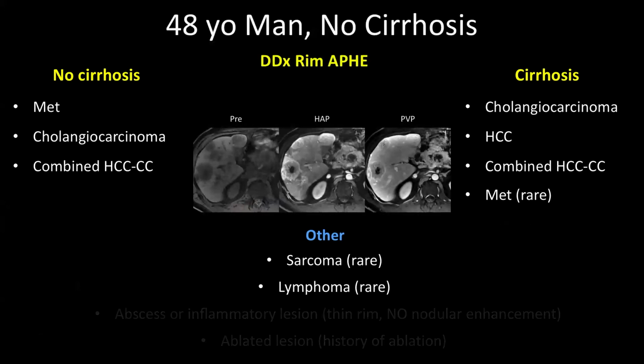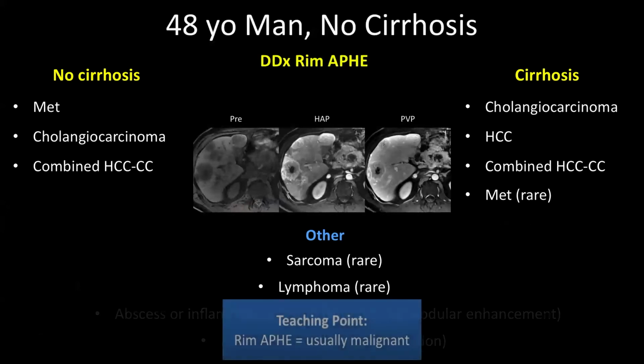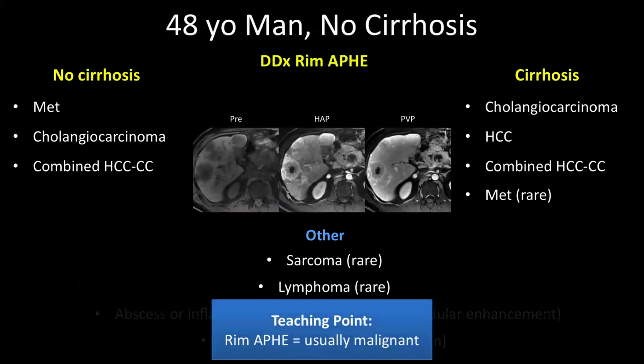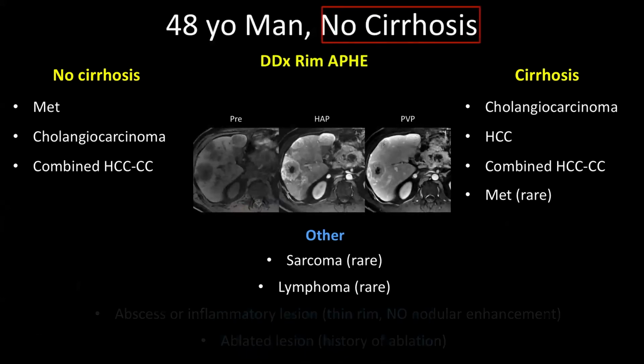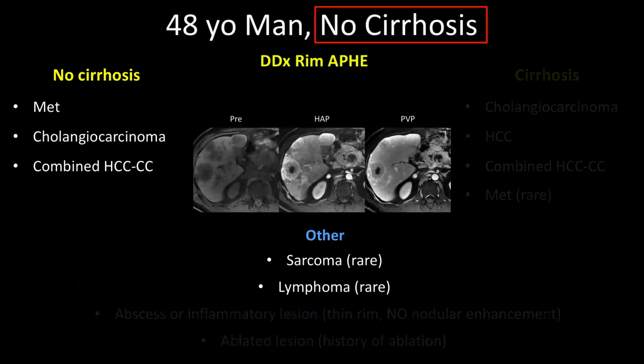So is there anyone here that would like to be told they have a rim-enhancing lesion in their liver, because you get to choose among these as what you have in your liver? Rim-enhancing lesions are not good things to have. They are almost always malignant. So rim enhancement, usually malignant. Now this particular patient has no cirrhosis, and sarcomas and lymphomas are quite rare. So let's ignore those for now. And which do we prefer?